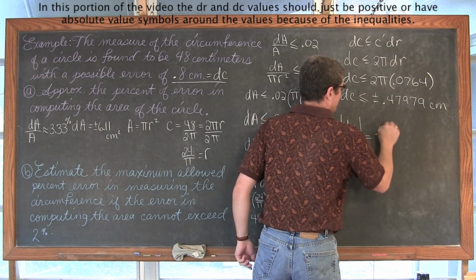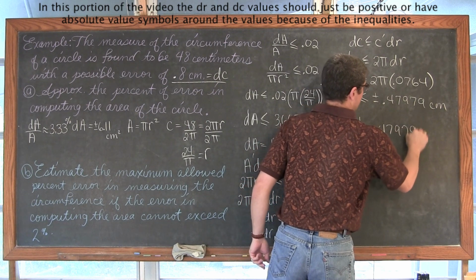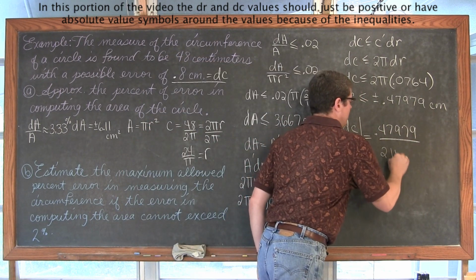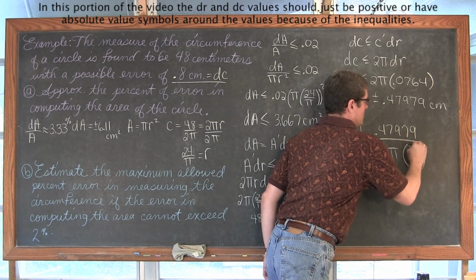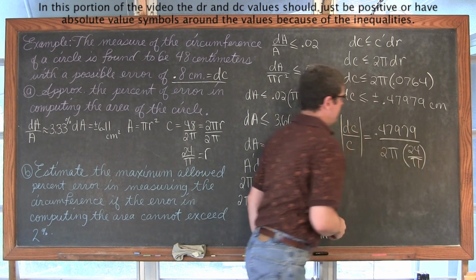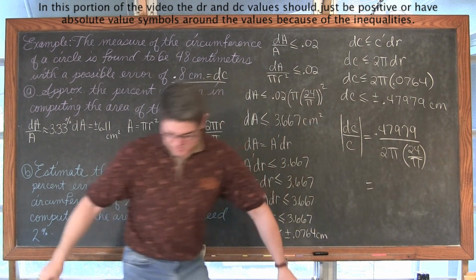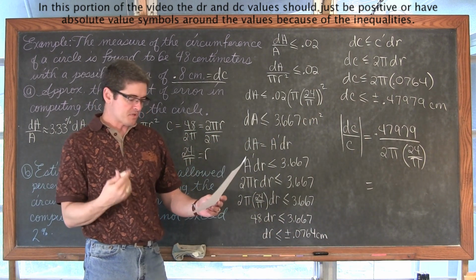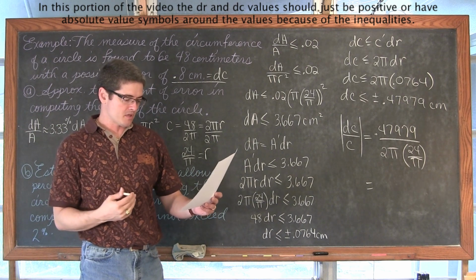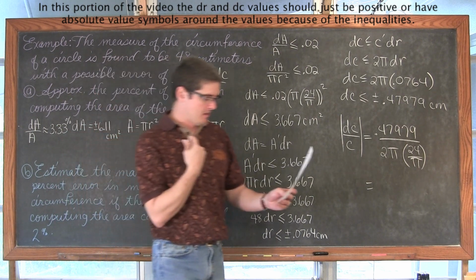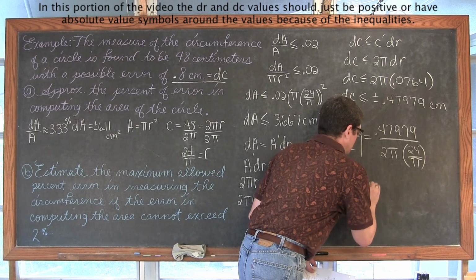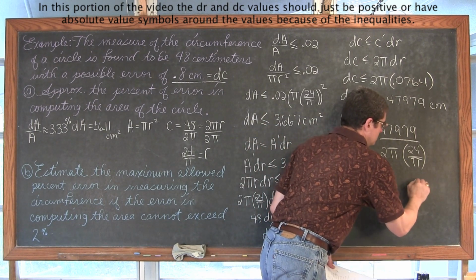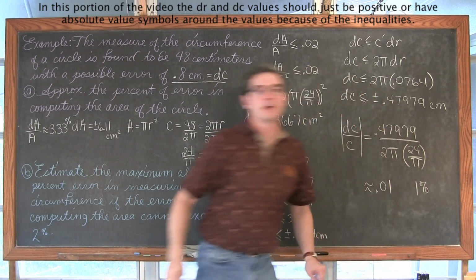That's going to be 0.47979 over the circumference, which is 2 pi. Again, that radius is 24 over pi, and that as a decimal answer comes out to be, one more time, the maximum allowed percent of error in the measured circumference comes out to be approximately equal to 0.01 or 1%.